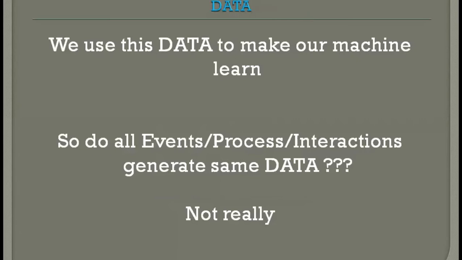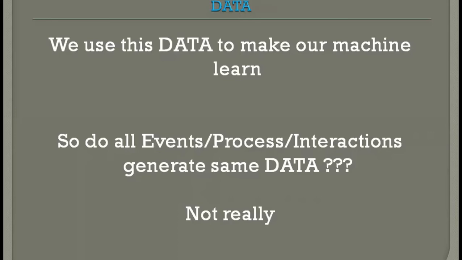So we use this data to make our machines learn, right? Which data? Data generated from processes, events, interactions, or any kind of stuff. Do all events, processes, and interactions generate the same data? Do they all generate the same or a similar kind of data? Not really. Depending on the kind of process, event, or interaction, we can have data, but that data is varied in nature. Different processes generate different kinds and types of data.